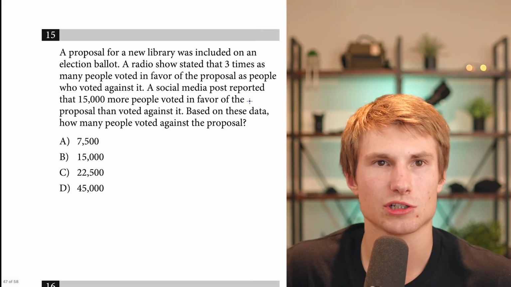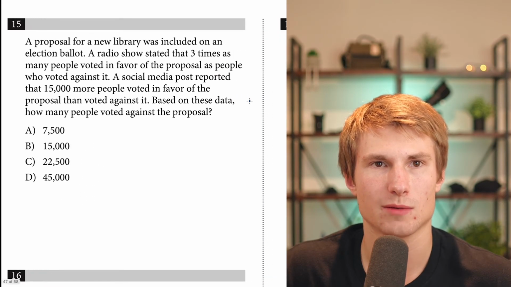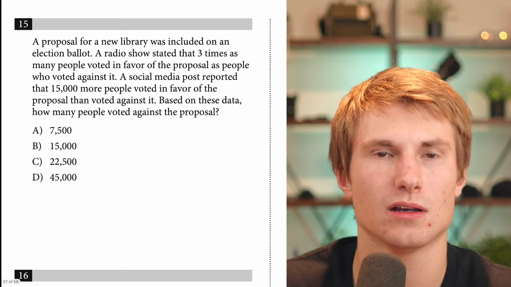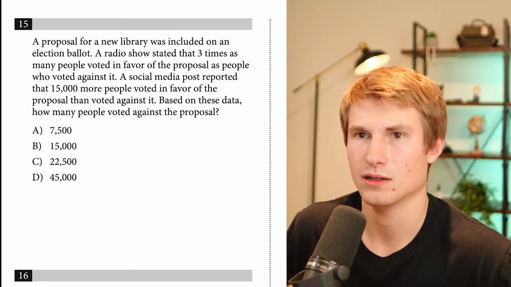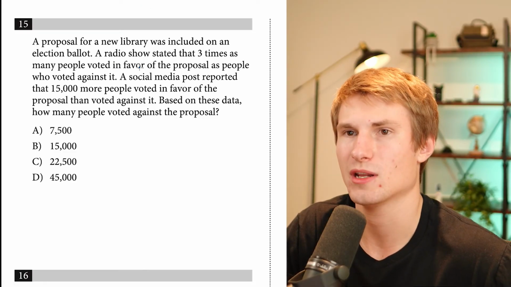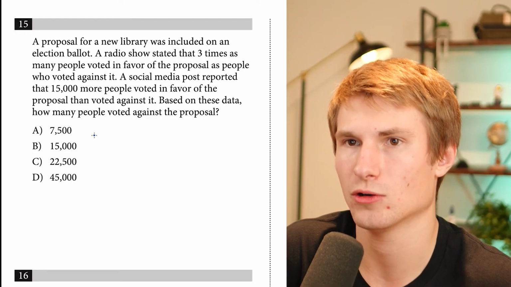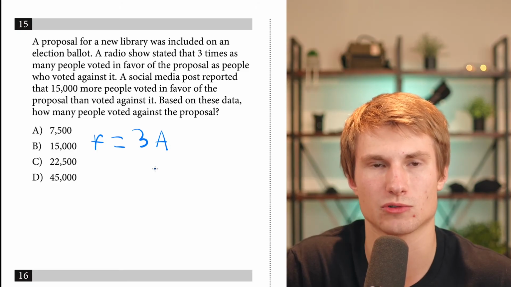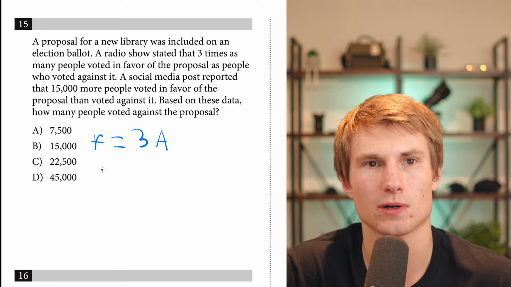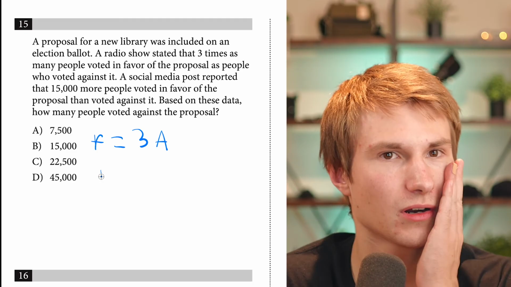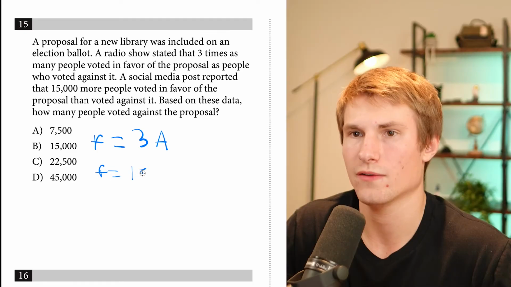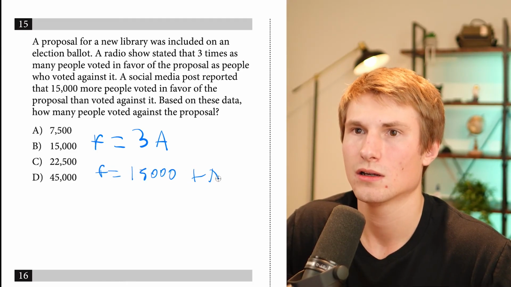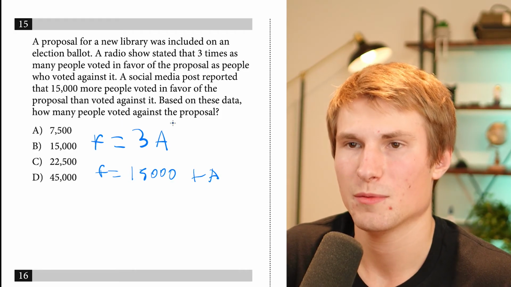Okay, here is question number 15. We got a proposal for a new library that was included on an election ballot. A radio show stated that 3 times as many people voted in favor of the proposal as people who voted against it. So the amount who voted in favor we'll represent as F, and it's 3 times those who voted against it, which we'll represent as A. A social media post reported that 15,000 more people voted in favor of the proposal than voted against it. So F is equal to 15,000 plus A. Based on these data, how many people voted against the proposal?